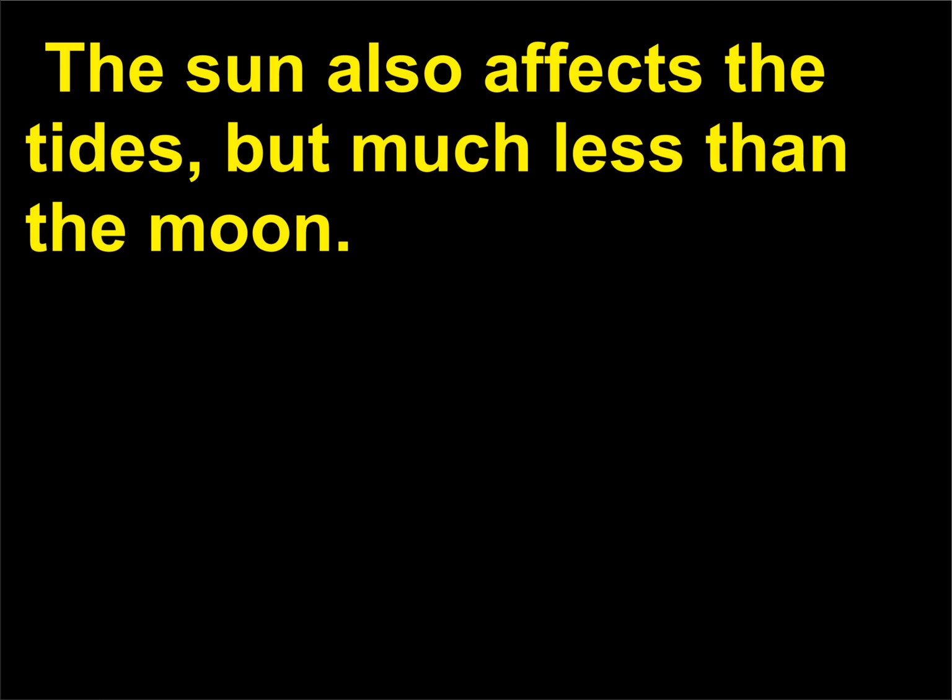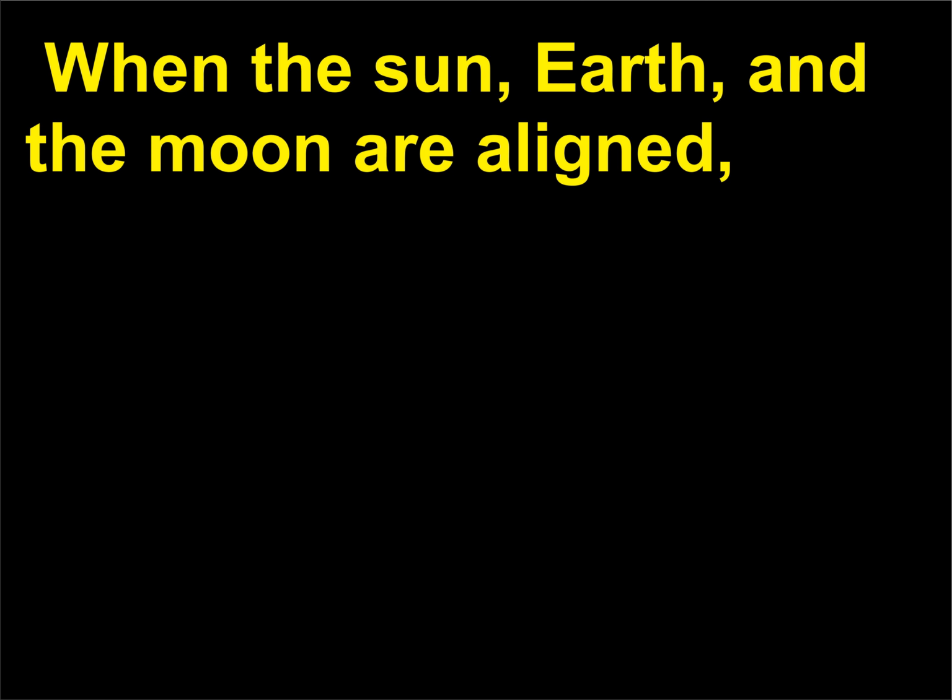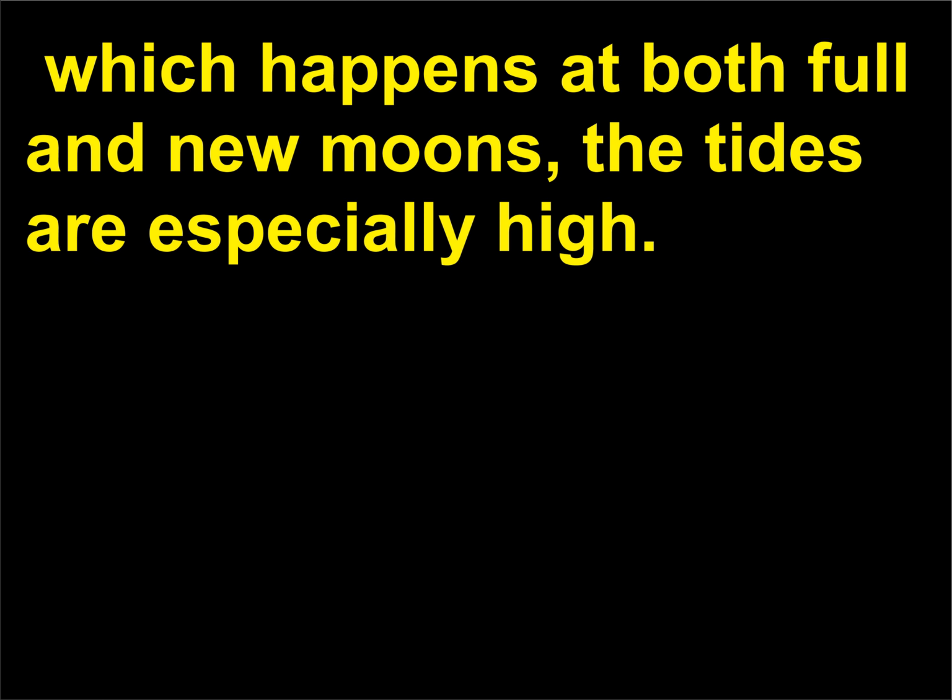The sun also affects the tides, but much less than the moon. When the sun, Earth, and the moon are aligned, which happens at both full and new moons, the tides are especially high.